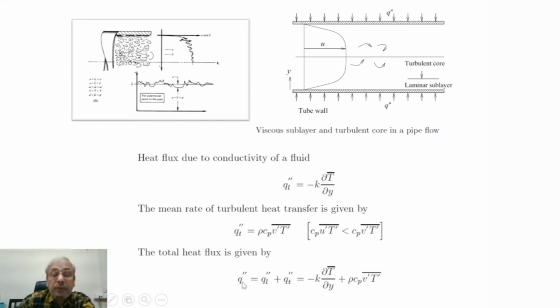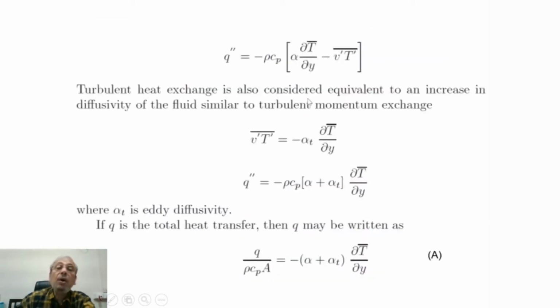This is also the energy transport due to conductivity of the fluid. If we add them together, we get the total heat flux, which is given by minus k del T bar del y plus rho Cp overbar v prime T prime. So q double prime we can rearrange: minus rho Cp we pull outside the bracket, and in the bracket we can write alpha del y of T bar minus overbar v prime T prime.